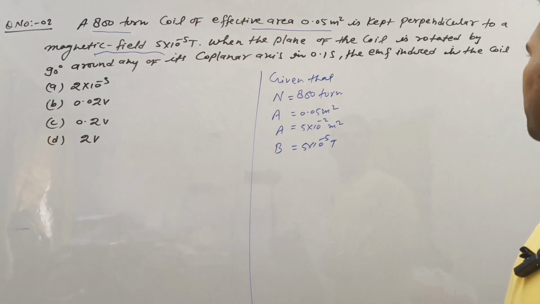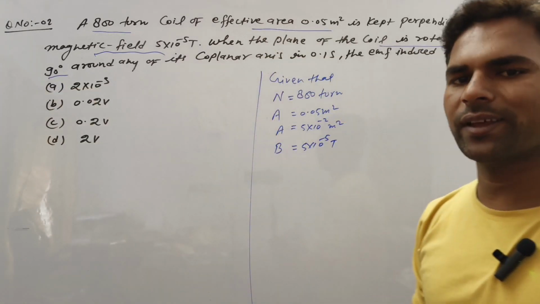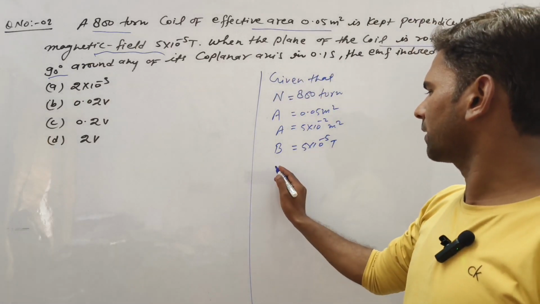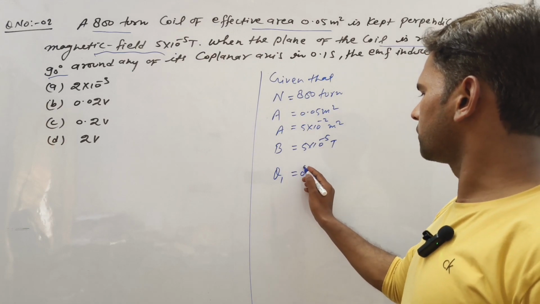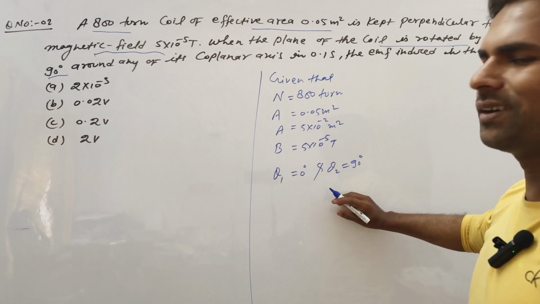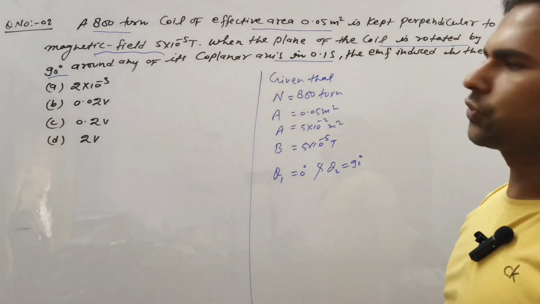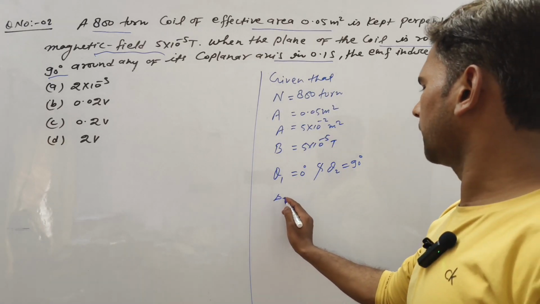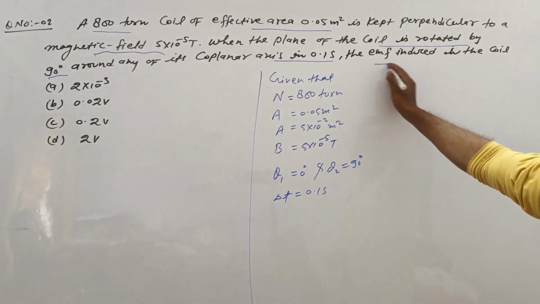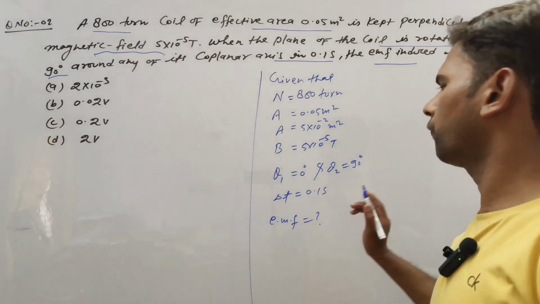Okay, very good. Next, the coil is rotated by 90 degrees. It means there is an initial angle and a final angle. So you can consider the initial angle theta 1 as 0 degree and theta 2 as 90 degree. Theta is the notation of angle. Now the change in time, del t, is given as 0.1 second. We need to find the induced EMF.